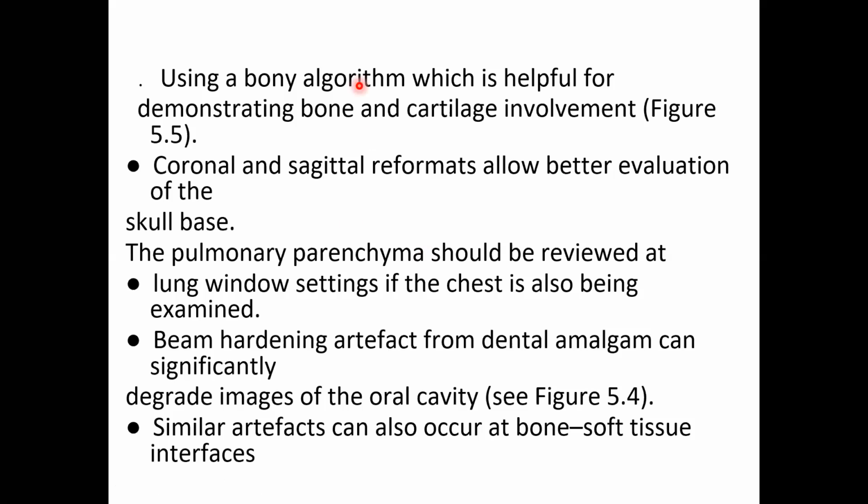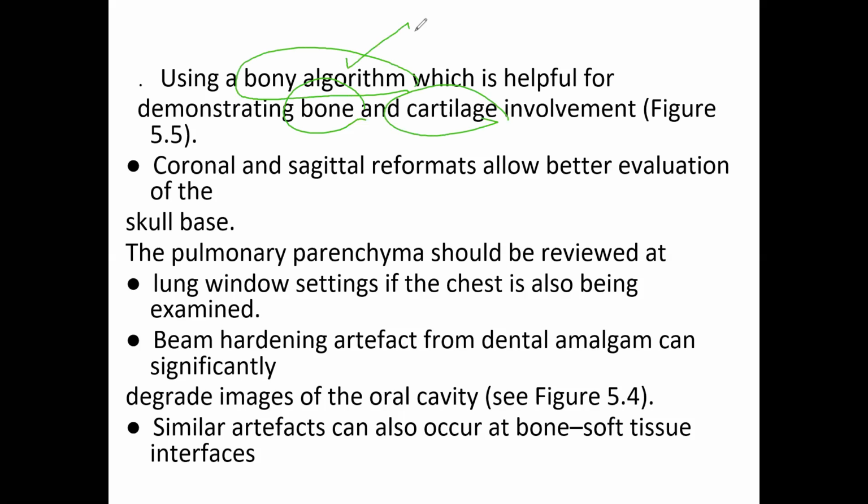Using a bony algorithm, which is helpful for demonstrating bone and cartilage involvement, coronal and sagittal reformats allow better evaluation of the skull base. The pulmonary parenchyma should be reviewed at the lung window setting if the chest is also being examined. Beam hardening artifact from dental amalgam can significantly degrade images of the oral cavity. Similar artifacts can also occur at bone soft tissue interfaces. So the bone algorithm is useful for demonstrating the bone and cartilage. This is called a bone algorithm, like a bone window.